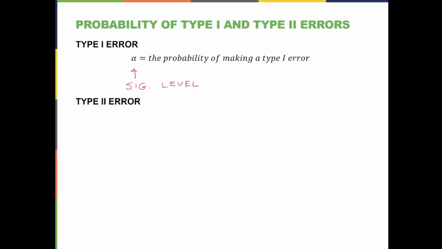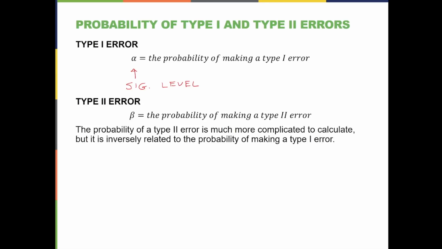A type 2 error, the notation for that, is beta. Beta is the probability of making a type 2 error. The probability of making a type 2 error is much more complicated to calculate, but it is inversely related to the probability of making a type 1 error. That means if I decrease the probability of making a type 1 error, beta increases.